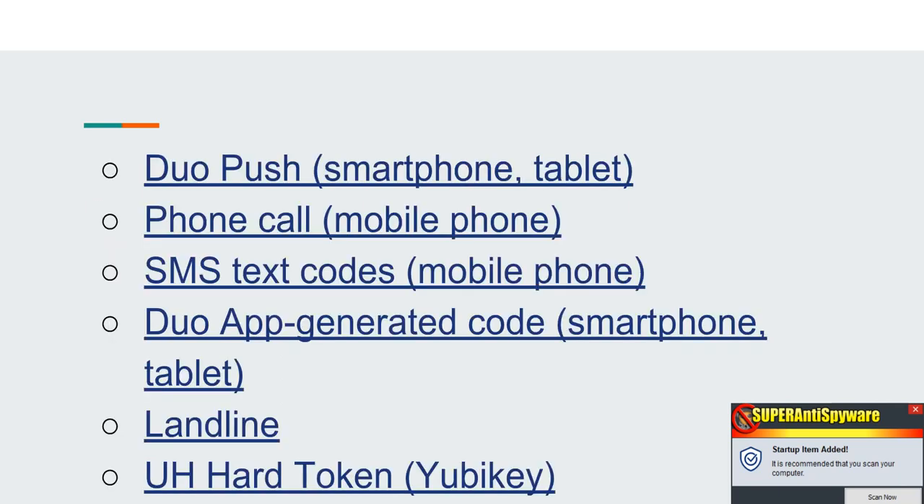So there's Duo Push, which is a push notification, a phone call, whether it's landline or mobile phone, or text codes, where you get a text message with the passcodes to enter. You have a Duo app generated code, same thing, it generates numbers for you to enter, or landline, or the UHH hard token or the YubiKey.